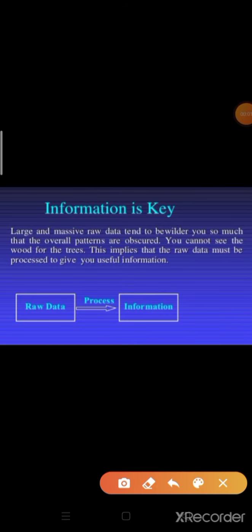Large and massive raw data tend to be so widely spread that overall patterns are obscured. Obscured means unclear, unreadable, we can say. You cannot see the wood for the trees. This implies that raw data must be processed to give you useful information. That's why information is key for any type of data. Here we can see raw data processes into information, because raw data is meaningless and gives useful information after sorting and collecting.